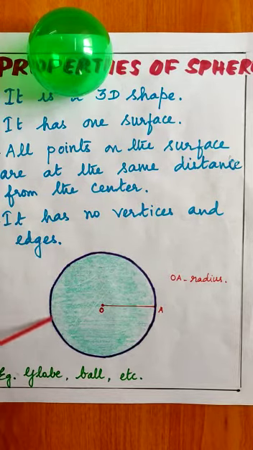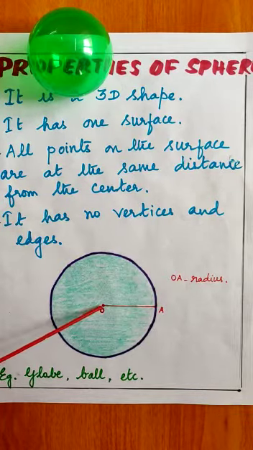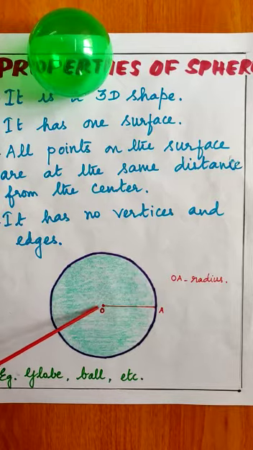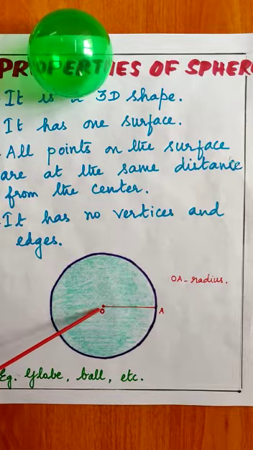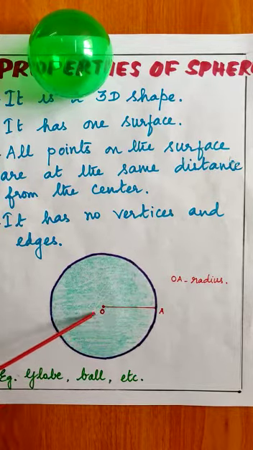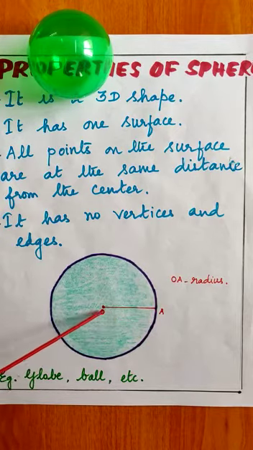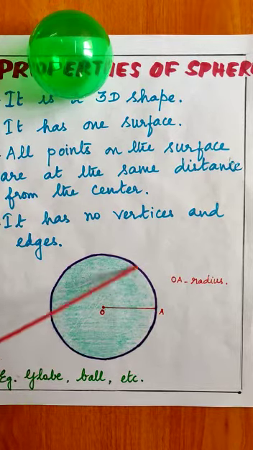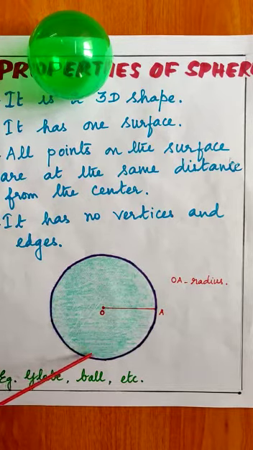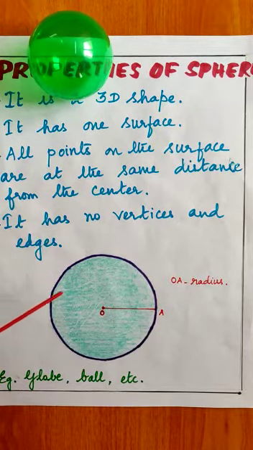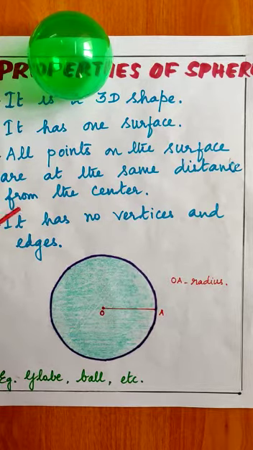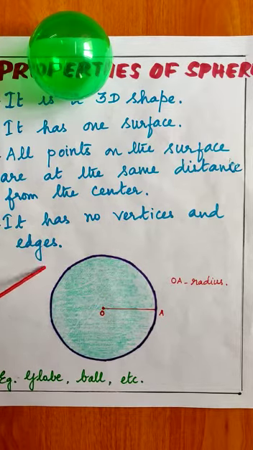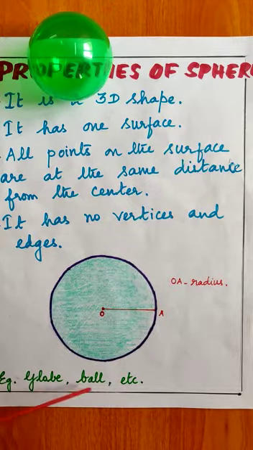So here you can see the picture of a sphere. So this is the middle point. We have learnt in your 4th standard, the middle point is known as center. So a point or a line joining the center and any point on the circumference is known as radius, and this radius is the same throughout the sphere. Is that clear? Okay. So all points on the surface are at the same distance from the center. It has no vertices and edges. Example of sphere, you can see a globe is spherical in shape, ball, etc.